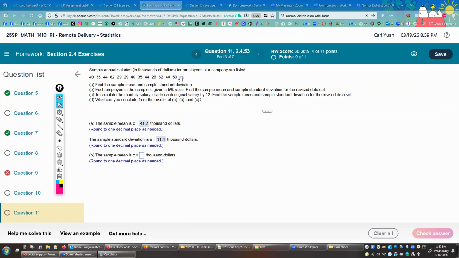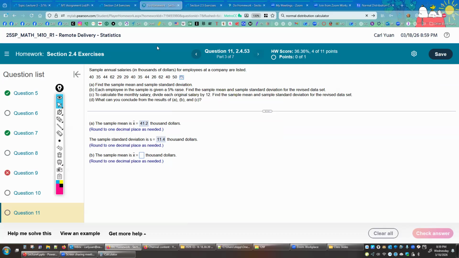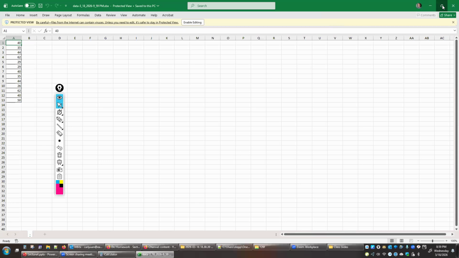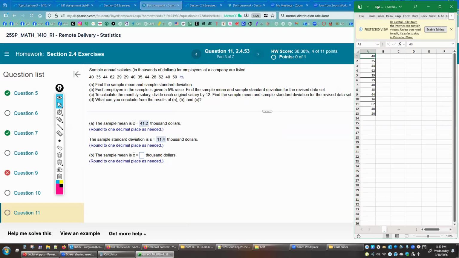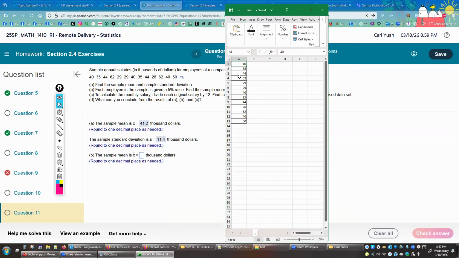Because I refuse to punch in numbers for every number, this time I'm going to open it in Excel. I'm slightly more proficient in Excel because I'm still not used to what StatCrunch does. So if you have access to Excel, you can go ahead and try Excel for this. Excel is a little bit easier, or at least I know how to do it.